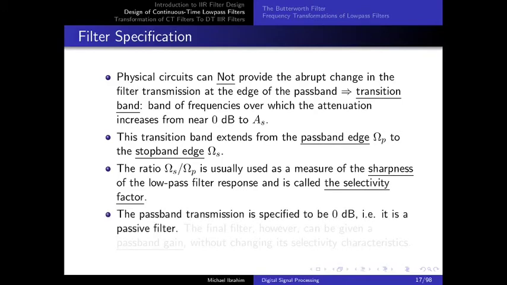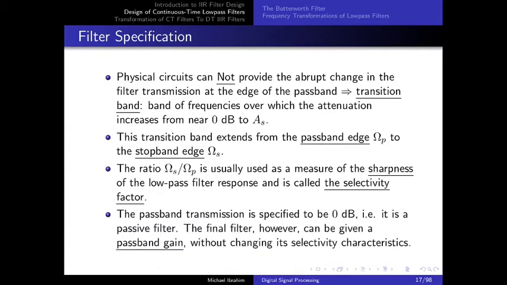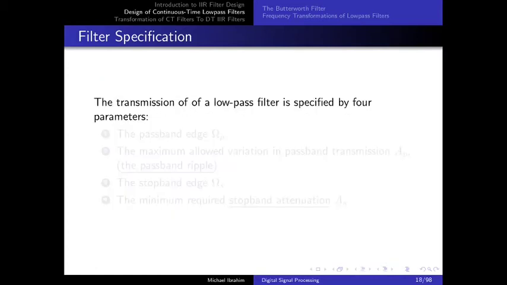So the passband transmission is specified to be 0 decibel, which means it's a passive filter. In other words, the signal will pass as is, it will not be amplified. But the final filter can be given a passband gain by adding an amplifier, using operational amplifiers or transistors and so on. So the parameters of a low-pass filter are mainly 4.